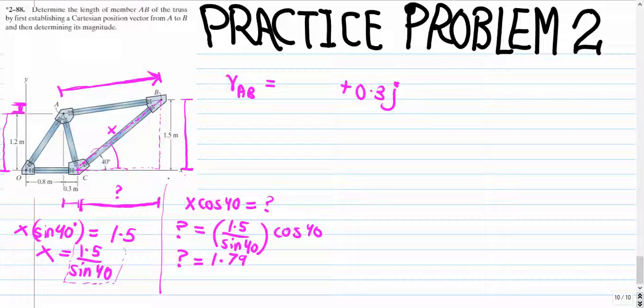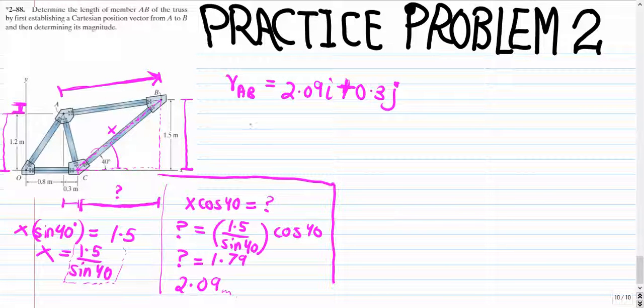Once we have this unknown length, we can find the total x component for the vector AB by adding 0.3 to 1.79, and once we do that, we get 2.09 meters. So now we know that our x component for this length vector is 2.09i. So this is the Cartesian form of our length vector AB.